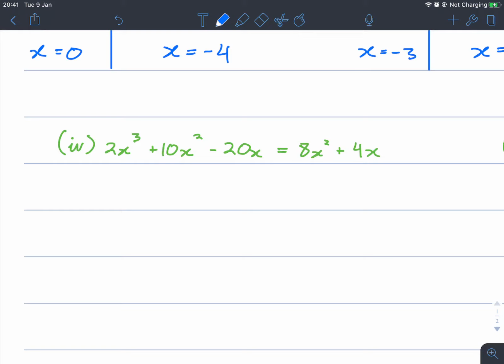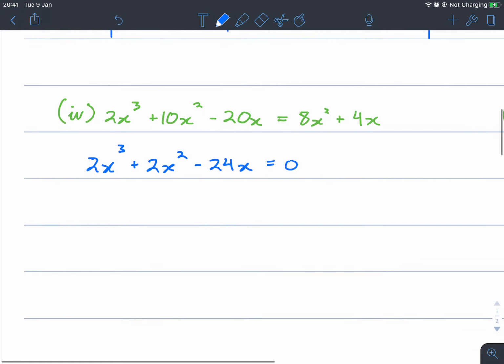So 2x cubed, there's no cubed on the right, so 2x cubed stays the same. Then 10x minus 8x squared, this will give me plus 2x squared. Okay, and then this is gone from the right. We do negative 20x minus 4x, which will give me negative 24x is equal to 0. Getting closer.